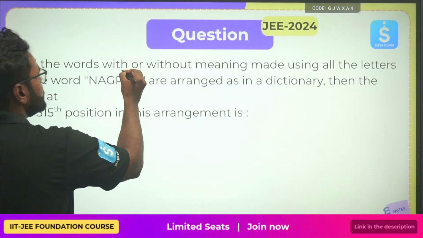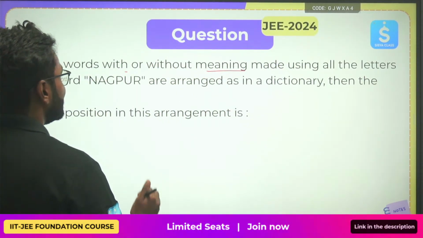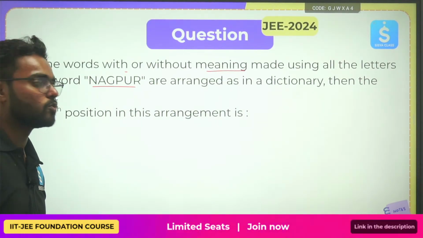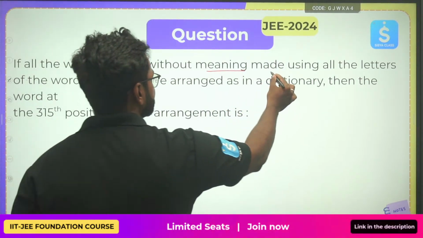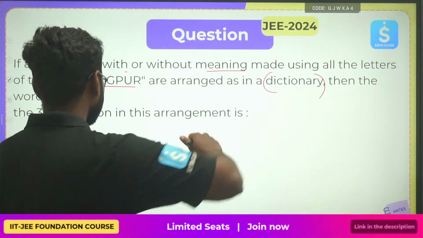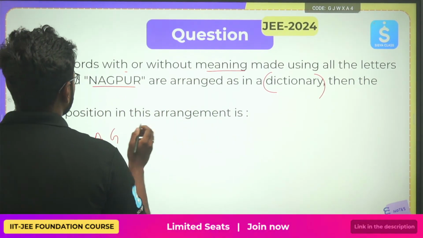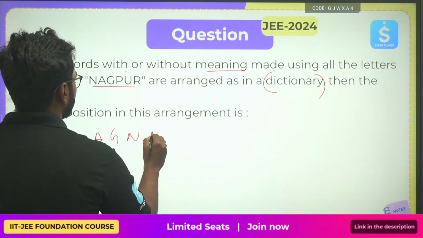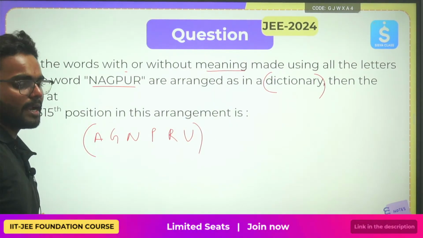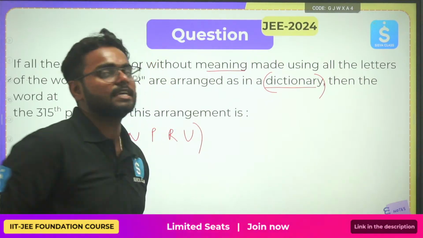Coming to the other question. If all the words, with or without meaning, made using all the letters of the word Nagpur are arranged in a dictionary, then the word at the 315th position would be? Okay, guys, they are saying dictionary. The first one would be A, right? This is the arrangement if I order them in dictionary method.